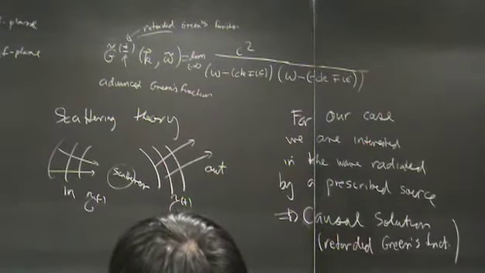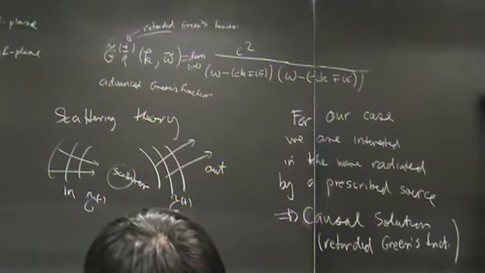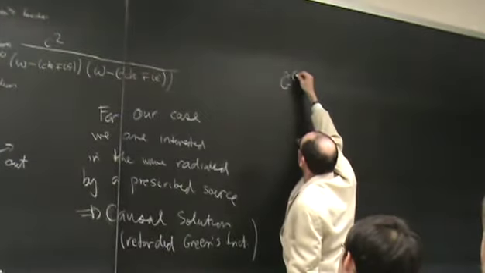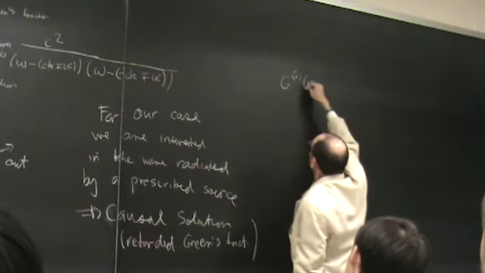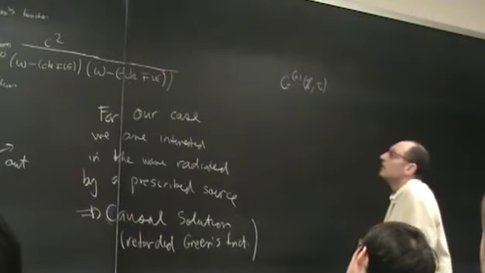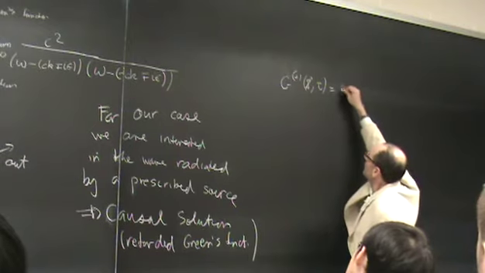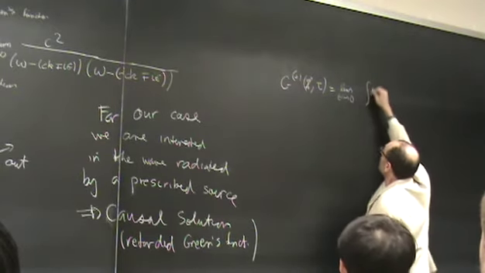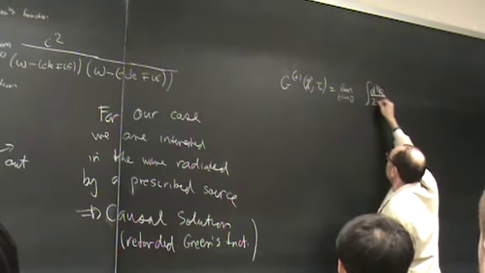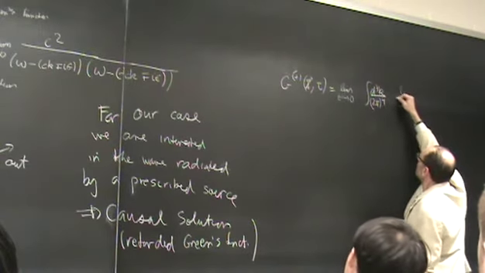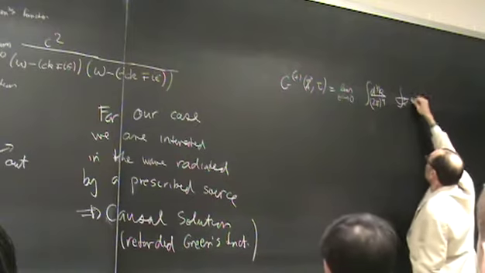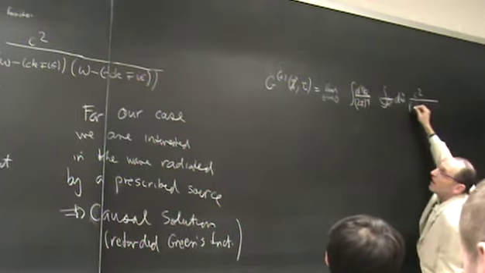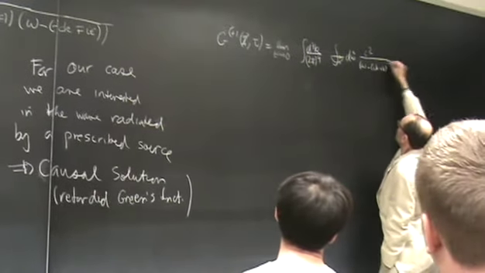All right. So, that means that the retarded Green's function as a function of now position space and time is equal to the limit as epsilon goes to 0 of this integral with this set of poles.